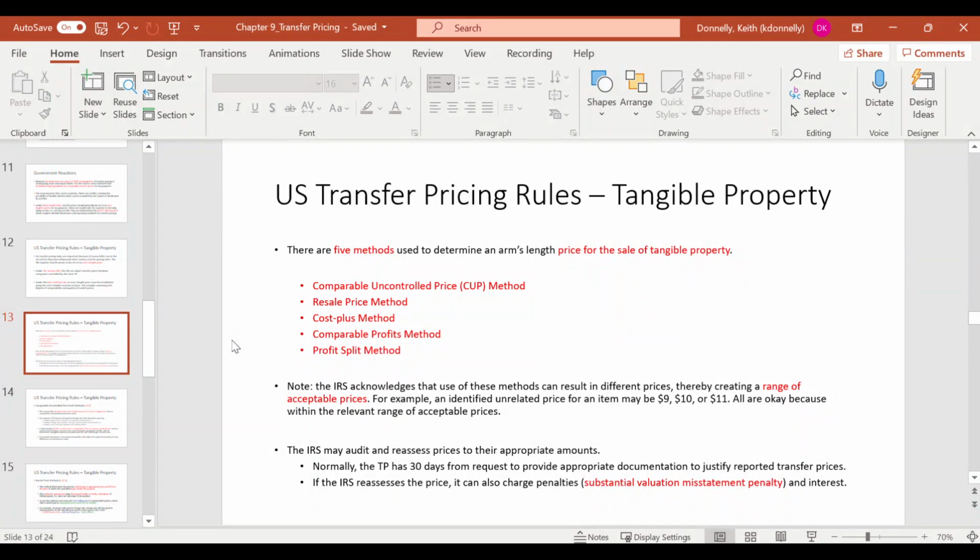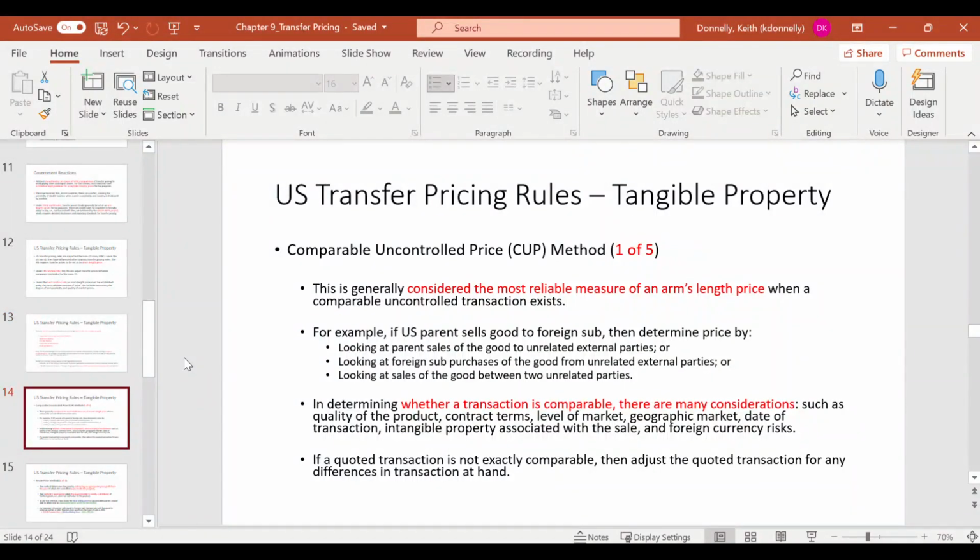And if the IRS were to audit you and reassess, basically readjust these prices to what they should be, an arm's length amount, what will happen is the taxpayer will have 30 days from the request to provide documentation for why they selected these prices. If ultimately the IRS is going to reassess the price, you could get hit not only with the additional tax caused by the reassessment, but also penalties and interest.